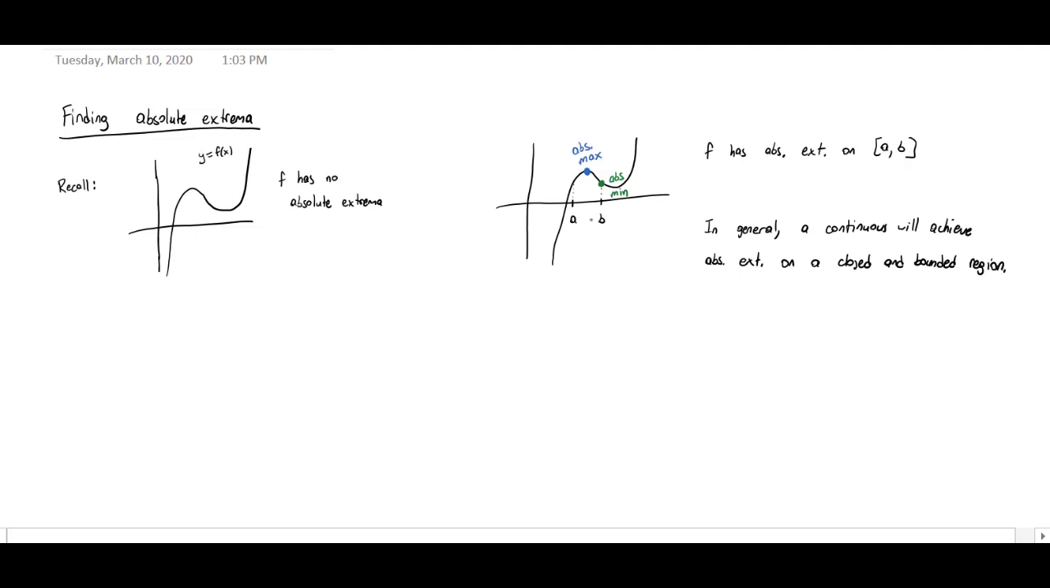In this picture, I wanted to note that there are two possibilities for where the absolute extrema could be located. The absolute maximum was located at a critical point. At the absolute maximum, the slope became 0. So absolute extrema can occur at critical points in the region.